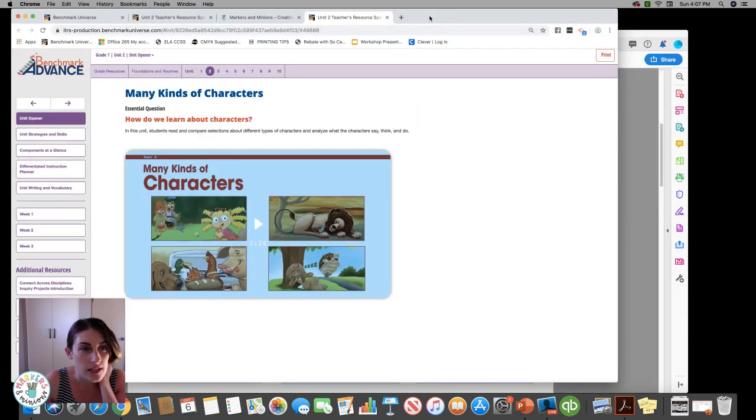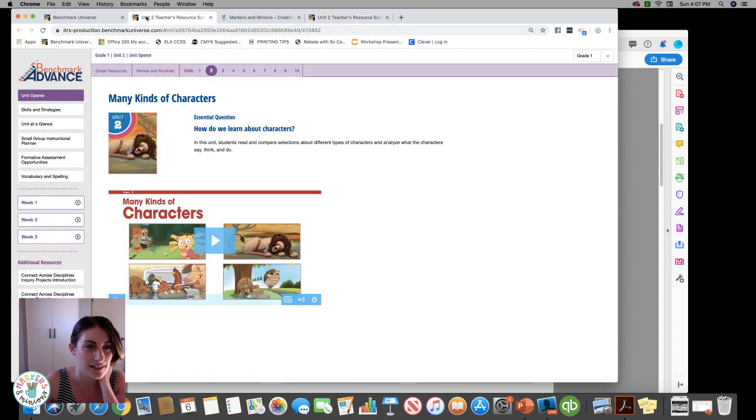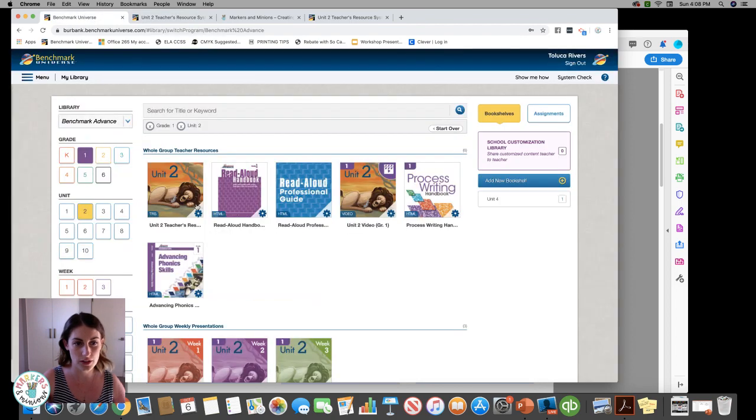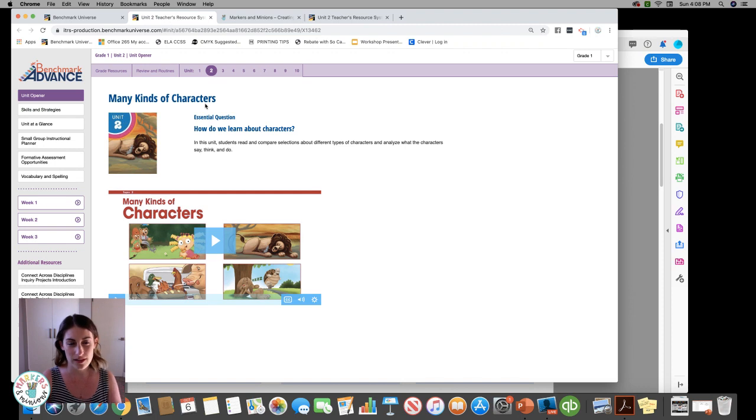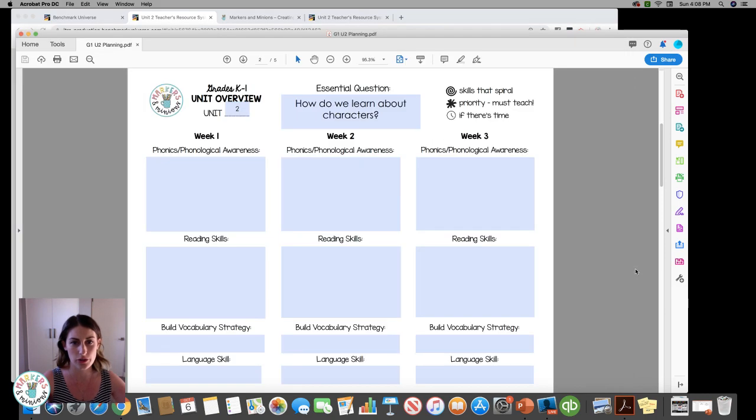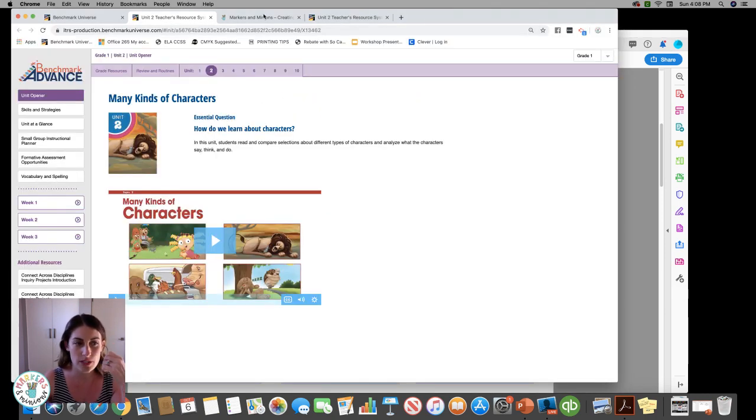So here are the online TRSs. This side is California, and the other side is national. In the middle, I have my own website, just dividing the two. Where I always like to start is, first of all, click on your TRS if you are doing this online. You'll open it up, and the way that I like to start is by plugging in the essential question. So how do we learn about characters? And I went ahead and did that already. So it's the same for both editions.